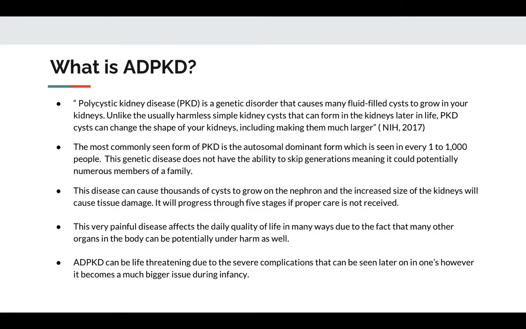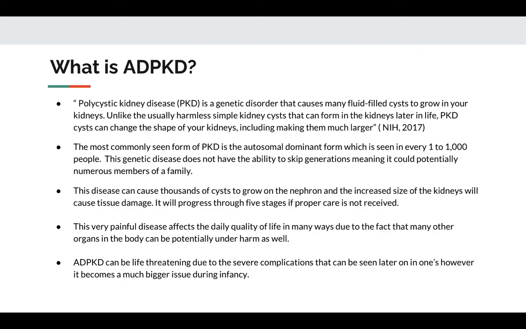The most commonly seen form of this disease is the autosomal dominant form, which I'm going to be talking about. And this is seen in every 1 to 1,000 people. And this disease does not have the ability to skip generations, meaning that should someone inherit it, it has the potential to stay in that family and keep reoccurring.